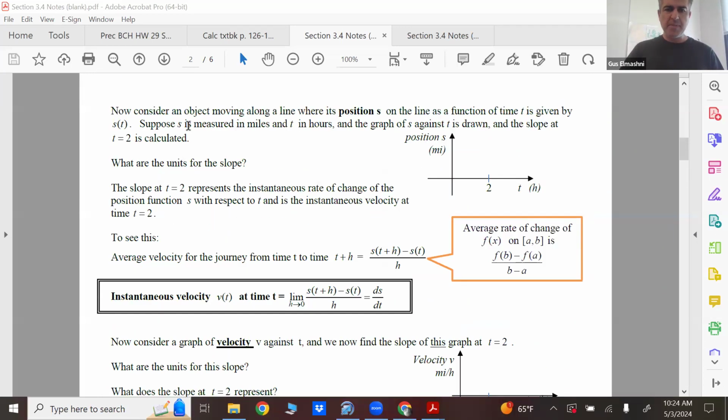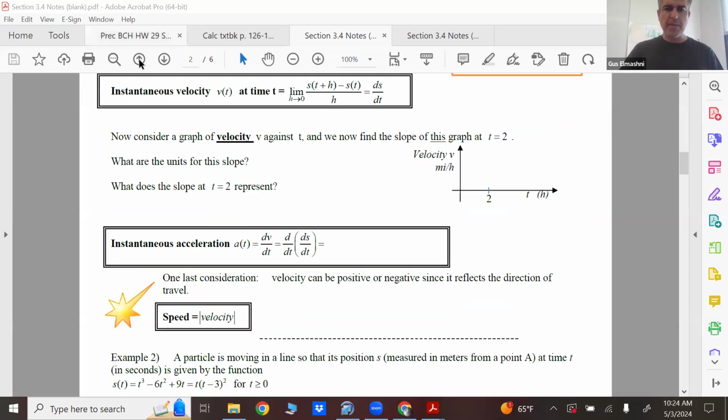Is that repeated? Seems like it's repeated. Let me go back to my filled-out notes again. Okay, I know why that seems repeated. Anyway, so now consider the graph of velocity. Oh, here we go. Sorry, my bad. My apologies.